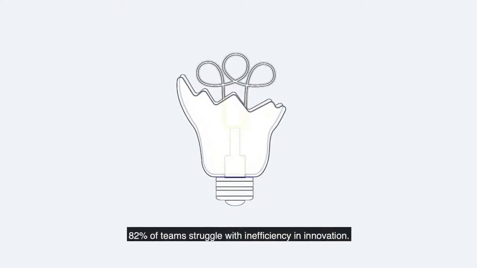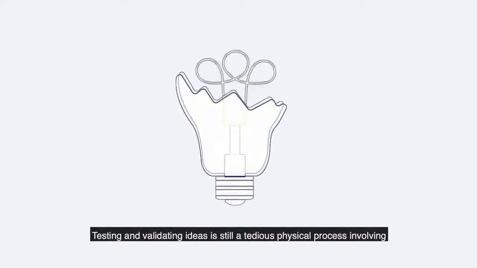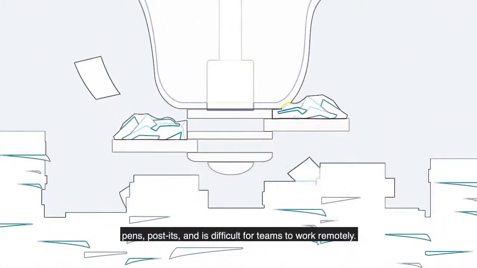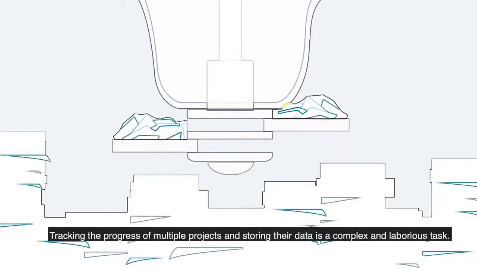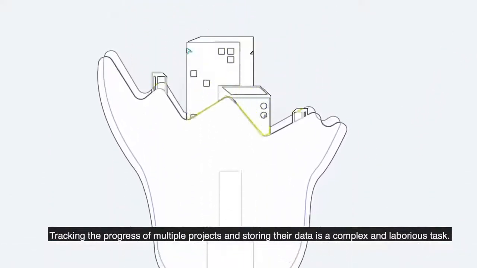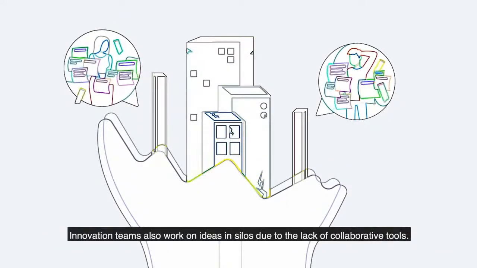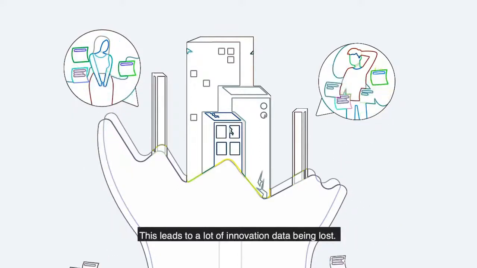82% of teams struggle with inefficiency in innovation. Testing and validating ideas is still a tedious physical process involving pens, post-its, and is difficult for teams to work remotely. Tracking the progress of multiple projects and storing their data is a complex and laborious task. Innovation teams also work on ideas in silos due to the lack of collaborative tools. This leads to a lot of innovation data being lost.